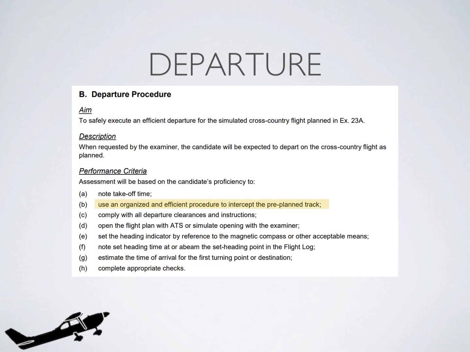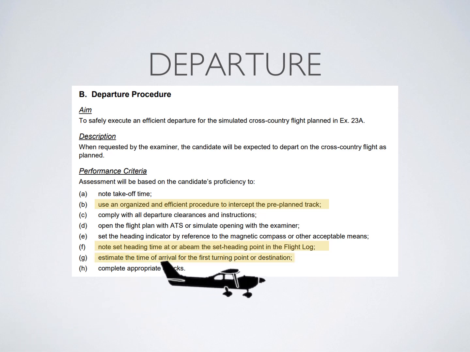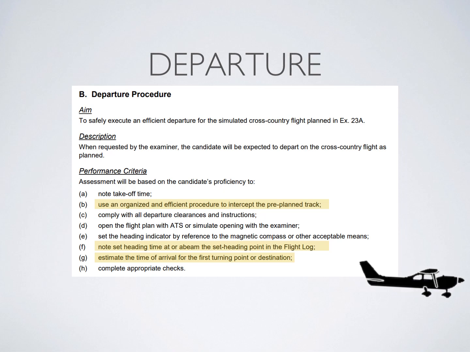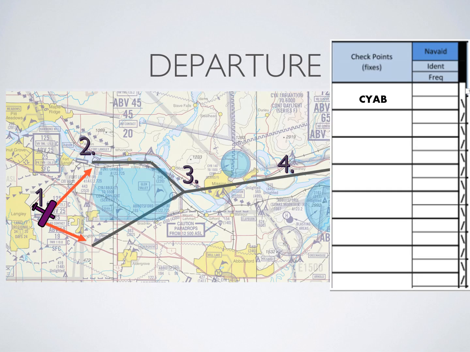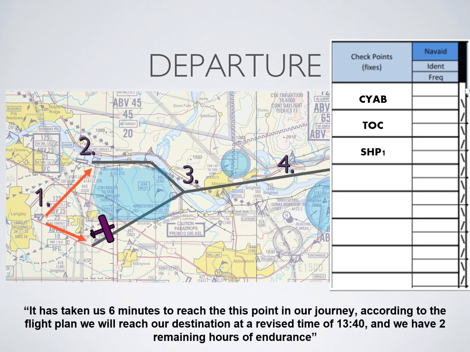What they want to see from you is that you fly your flight plan. They want to see that once you take off, you used an organized method to intercept your first set heading point on your flight plan. They want you to note the time, and then they want you to estimate your ETA for the next destination. So the examiner expects you to be able to depart your local airport, complying with ATC procedures, using an organized method to get yourself onto your intended course or track or set heading point.